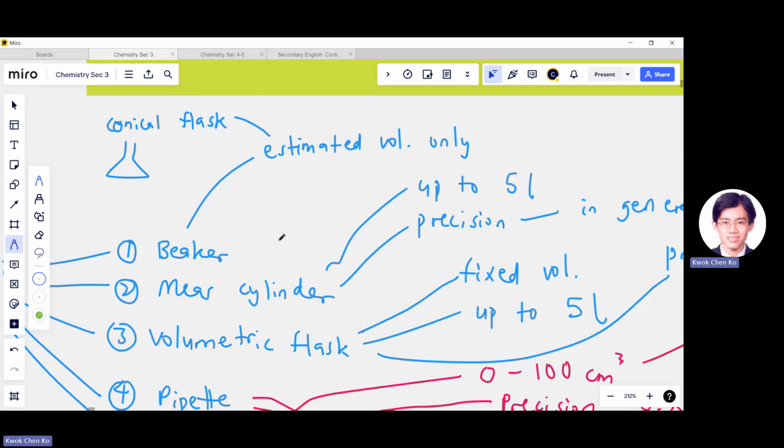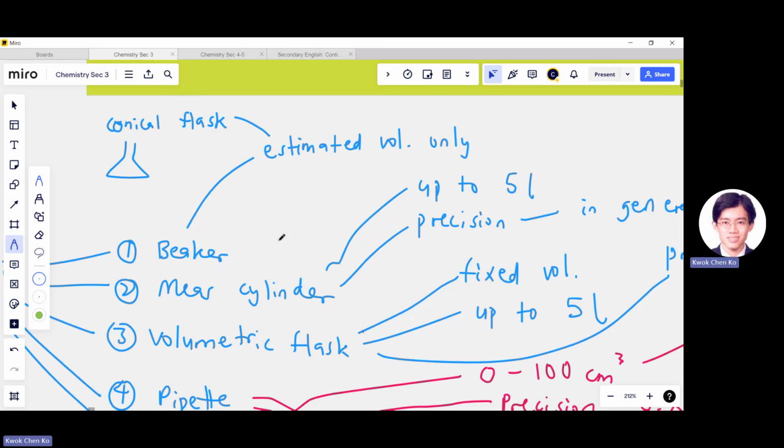Sorry. Interval. Smaller interval. 1 dp. Are you sure? 0 dp. Yeah. All right. So it's 1 cm cube. Okay. So just be a bit careful. Okay, this one you have to know.